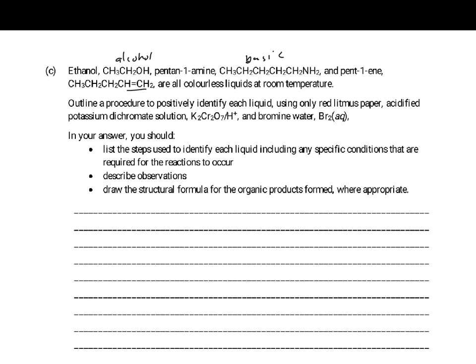So outline a procedure to positively identify each liquid using red litmus, acidified dichromate, and bromine water. So when you do these questions, you want to do it as a step-by-step method, and you need to make sure that you give both positive and negative results. So if you're given litmus paper, always do litmus paper first because it's really easy. It lets you identify anything that's acidic, like a carboxylic acid, or basic, which is an amine. So add red litmus paper, pentene 1, amine will turn it blue as it's basic.